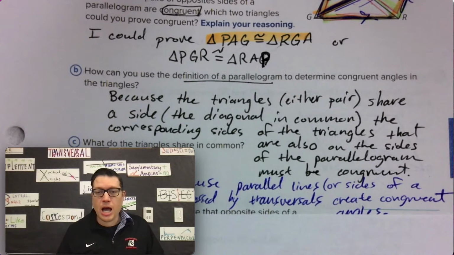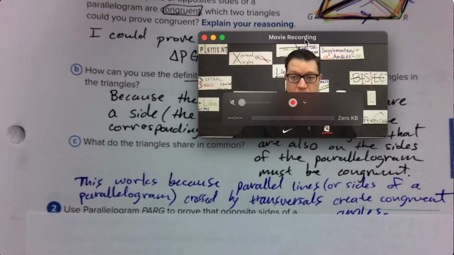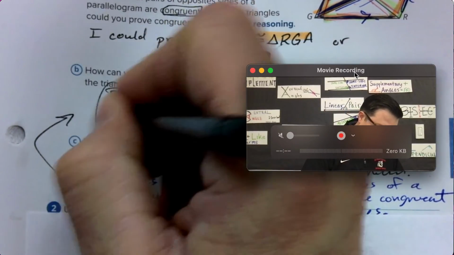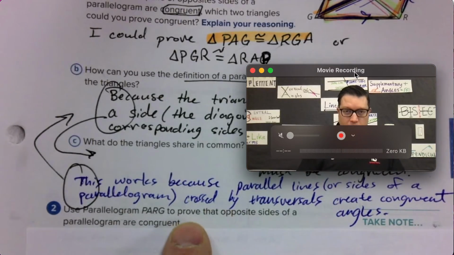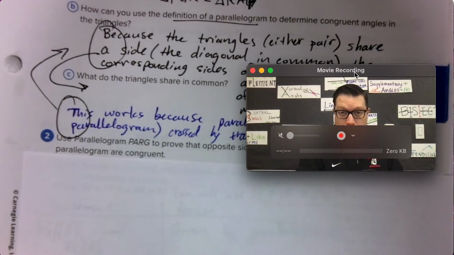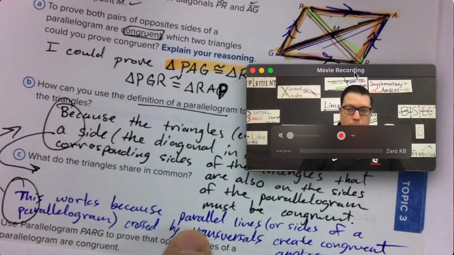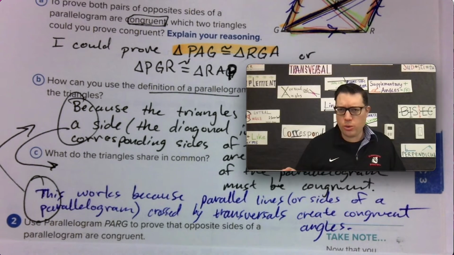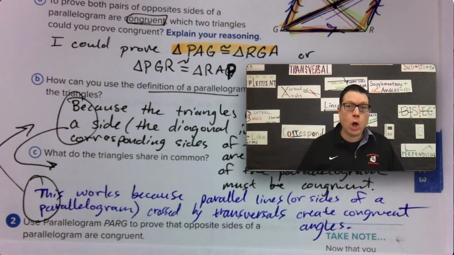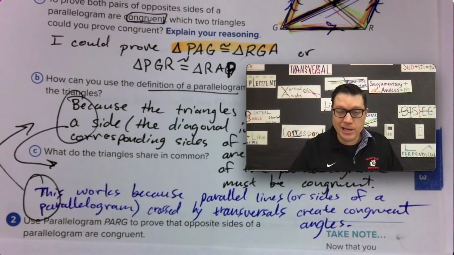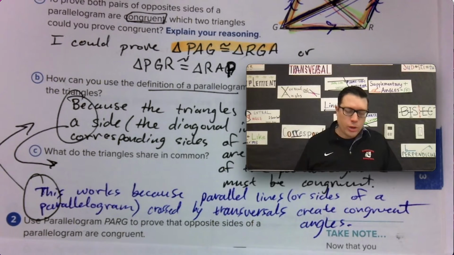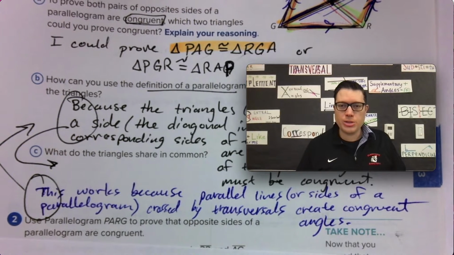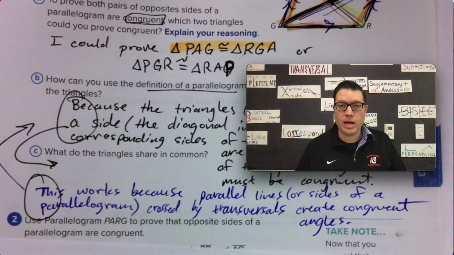The parallel sides of a parallelogram. This answer goes here, and this answer goes here. How can you use the definition of a parallelogram? The fact that opposite sides are parallel. This works because parallel sides of a parallelogram crossed by transversals create congruent angles. You know, when we did same side interior and alternate interior, same side exterior, but we don't really use that one. Those congruent statements are useful for showing that angles are the same.